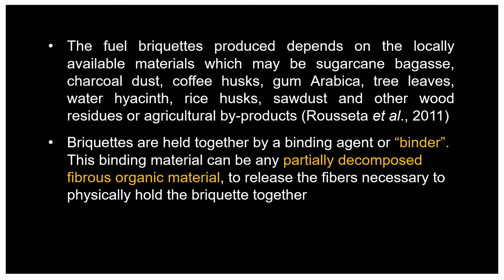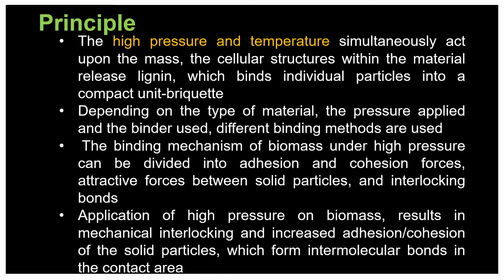So how the briquetting process is done is that we apply high pressure to the material, and when the pressure is increasing, the temperature also increases because of the application of this high pressure. When high pressure is applied at high temperature, the cellular structures of the material will release the lignin content which is present in that material.